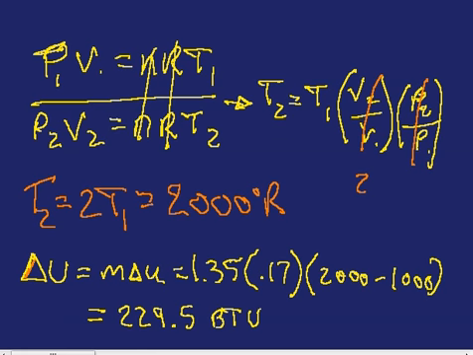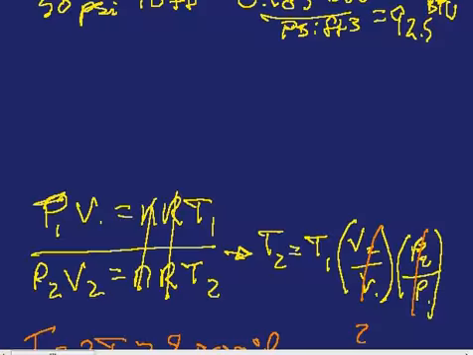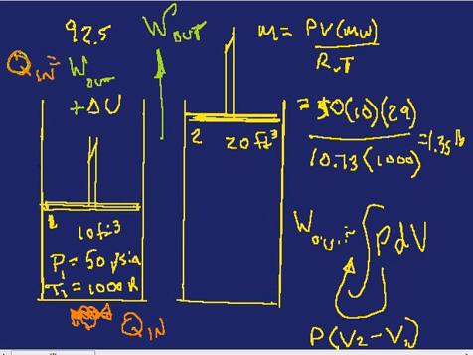Again, I'd encourage you to stop and convince yourself that the units work out in this problem. So for this first scenario where we have the pressure constant, we have Q equals 92.5 plus delta U, which is 229.5, gives us a Q in of 322 BTUs. So if the question was, find how much heat is needed to double the volume in a constant pressure process, starting from our initial conditions, the answer is 322 BTUs.